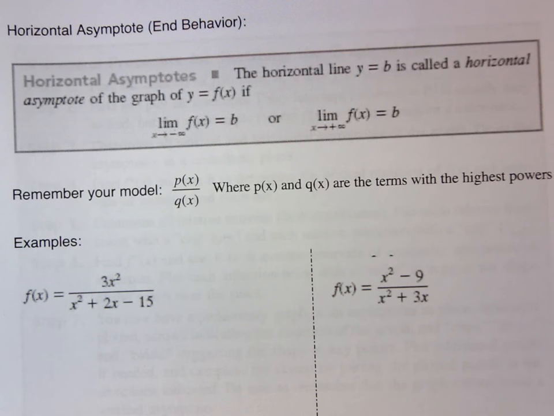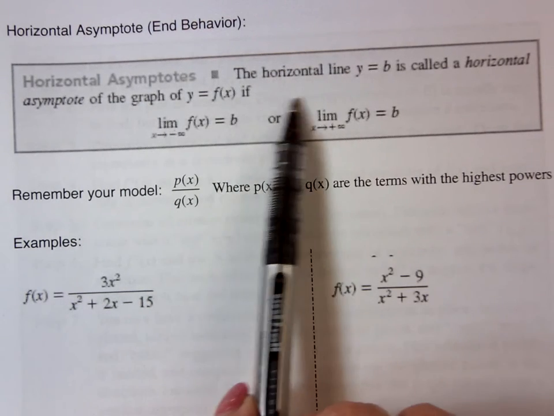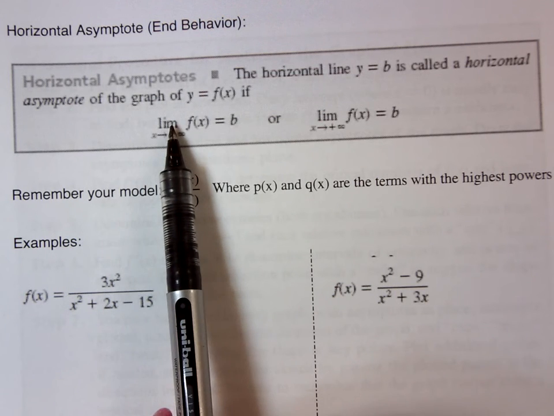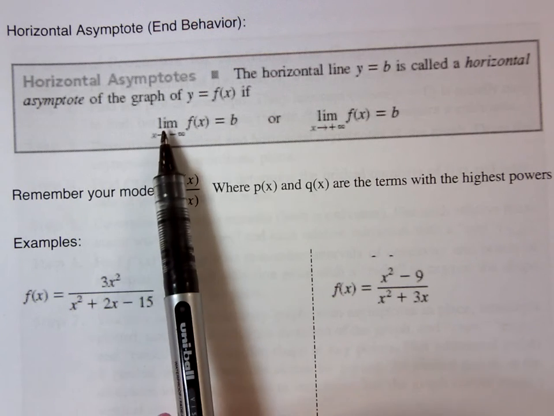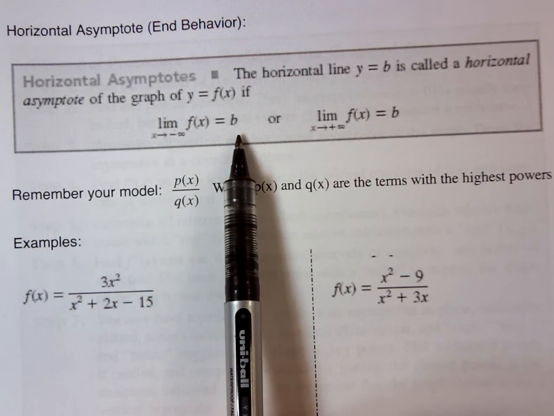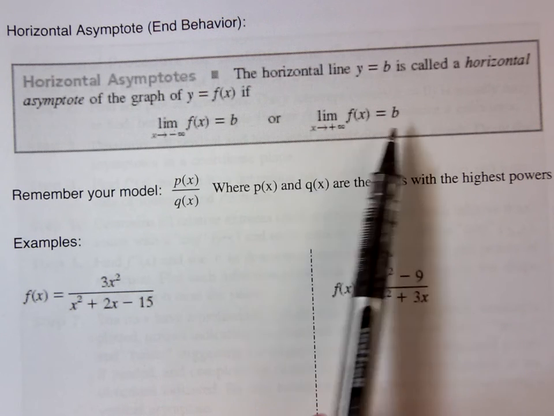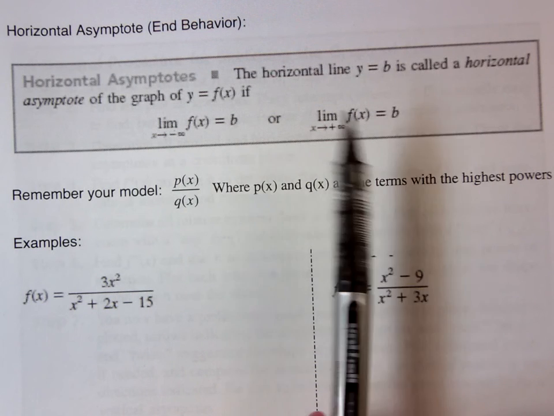We're dealing with vertical and horizontal asymptotes. And vertical and horizontal asymptotes are limits at infinity. They're end behavior. So that says a horizontal asymptote, y equals b, is called a horizontal asymptote of the graph y equals f of x if the limit as x goes to negative infinity is a constant, or the limit as x goes to positive infinity is a constant.